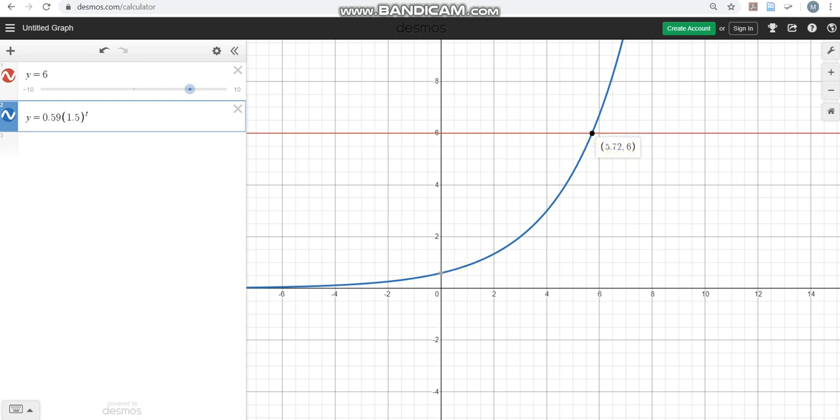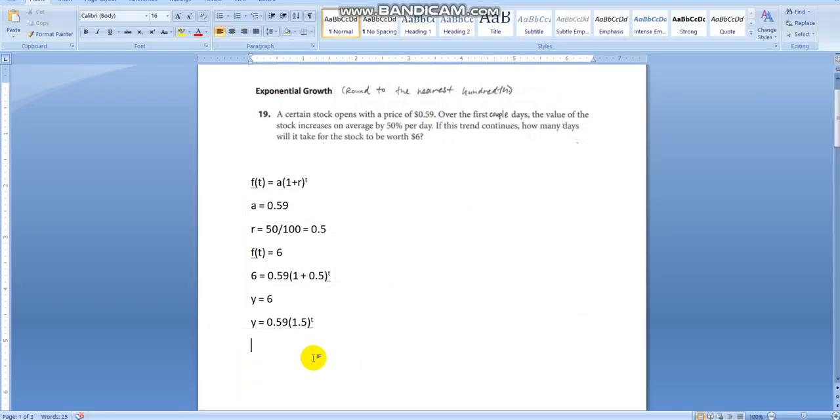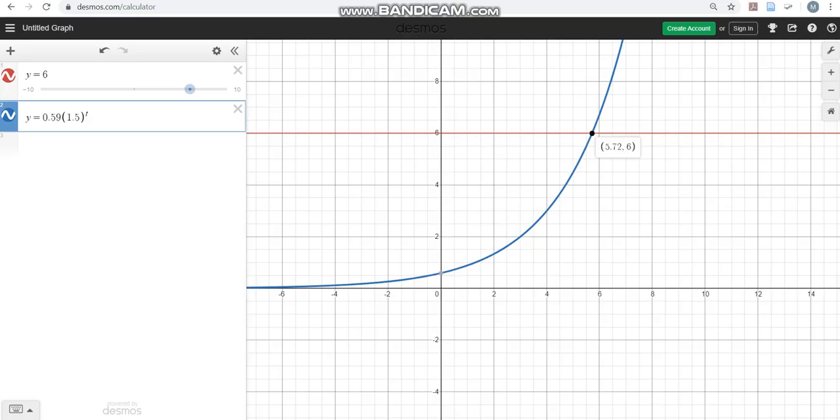So this means in this context, this 5.72, that's our value for time. That's how many days it takes for the stock to reach $6 from 59 cents. So if you wanted to just write the answer, it would just be, what was it again?